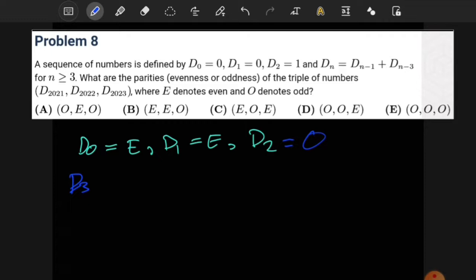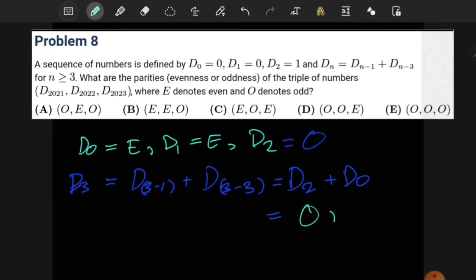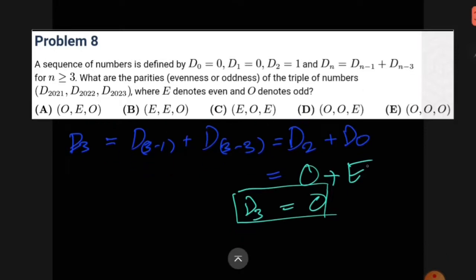Let's start. Notice that d sub 3, if n is 3, is equal to d sub 3 minus 1 plus d sub 3 minus 3, which is just equivalent to d sub 2 plus d sub 0. We know that d sub 2 is an odd number, while d sub 0 is an even number. Therefore, if we add an odd number and an even number together, it's going to be an odd number as well. So d sub 3 is equal to an odd number. We will continue.